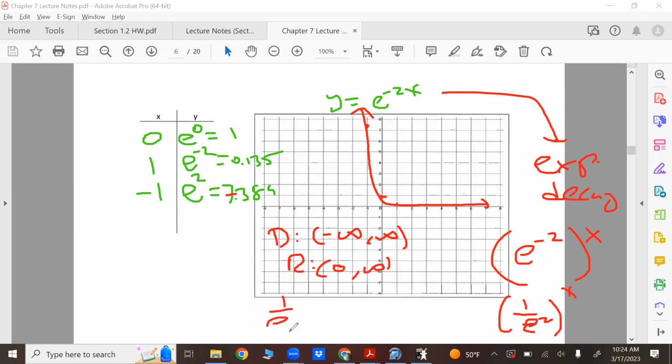And 1 over e squared is definitely less than 1, right? In fact, it's between 0 and 1. And so whenever the base is between 0 and 1, that's decay. So that's why you see a decay function with this. When you simply switch x from positive to negative, because the base was greater than 1, but because of the negative exponent, it flips it, making a base less than 1.